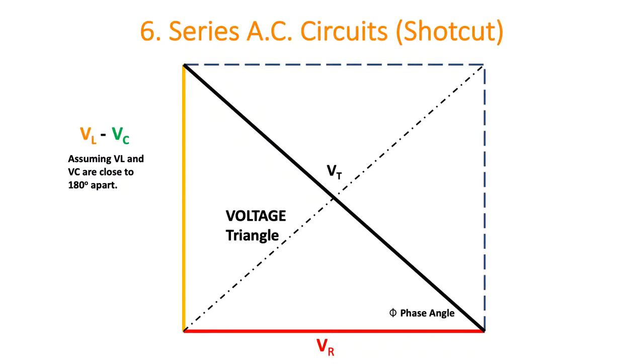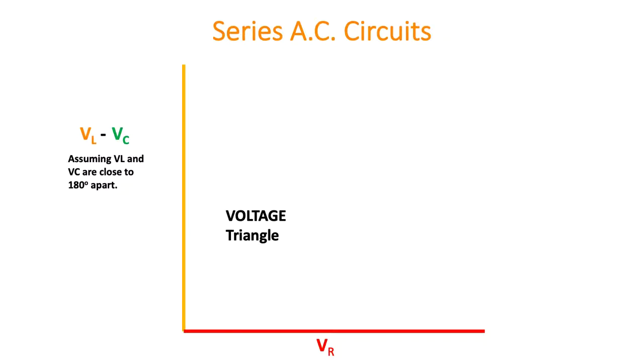We can also do a nice little shortcut. We can actually just do a simple voltage triangle. So I'll show you how we do that. We simply put the voltage for the resistor on the horizontal, then we subtract the voltage of the capacitor from the inductor. We're going to assume they're 180 degrees apart. They're not most of the time. There's a few degrees between them. So like I said, this is an approximation.